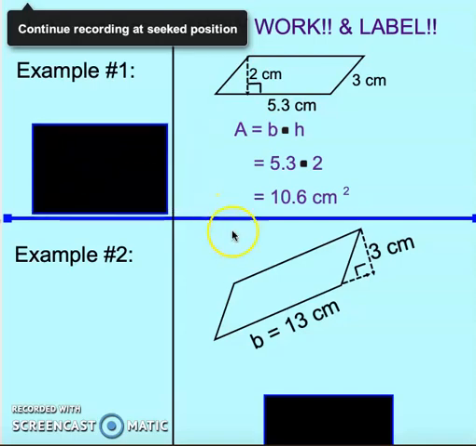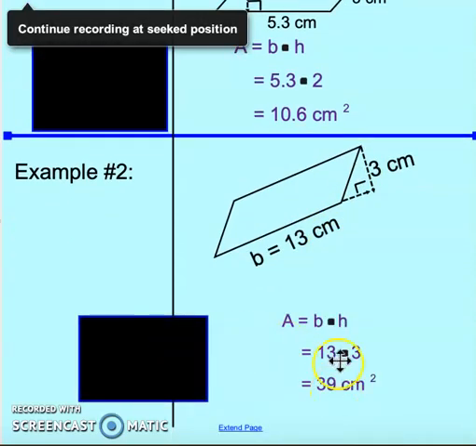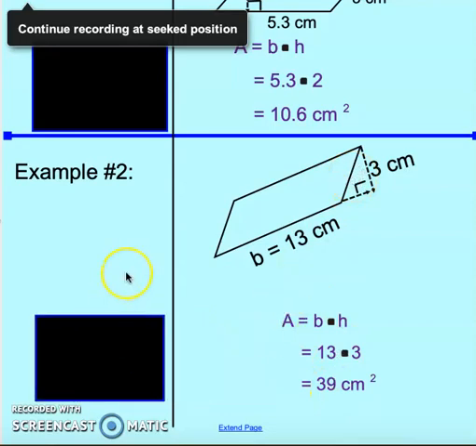For the second example, here the line is drawn outside, but remember that doesn't matter. You see that the line and this line that I drew extending the base are meeting at a right angle. So these are perpendicular. The base is 13. The height straight up is 3. So 13 times 3 gives me an area of 39 centimeters squared. Okay, we're going to pause here so you can try a couple on your own, and we'll move on.